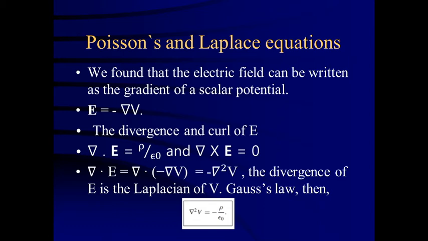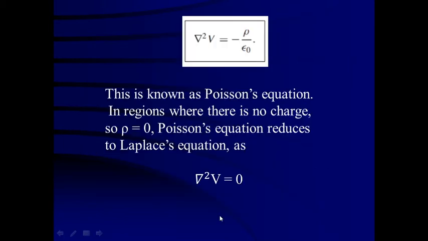So divergence of E is equal to del dot E, and we substitute here E is equal to minus grad phi or minus grad V, that is equal to minus del square V. Here del square is nothing but the Laplace operator. The divergence of E is the Laplacian of V. So by Gauss's law, del square V is equal to minus rho upon epsilon 0, which is known as Poisson's equation.